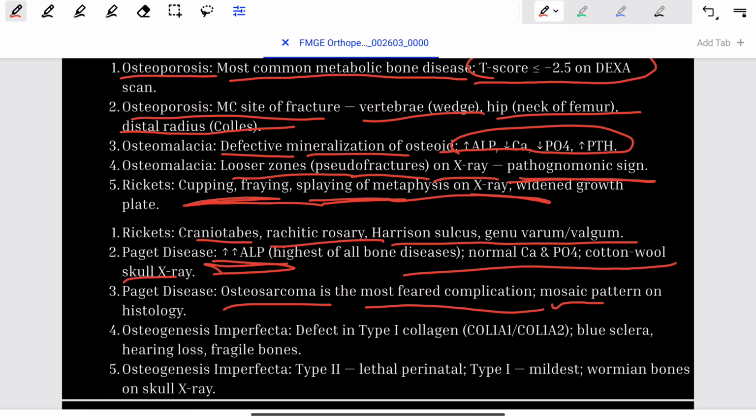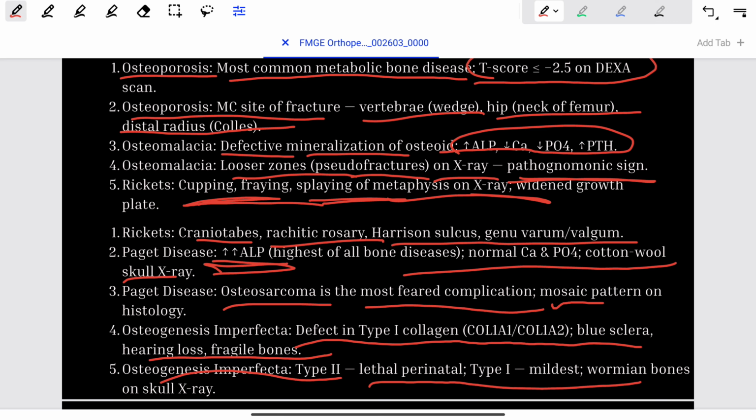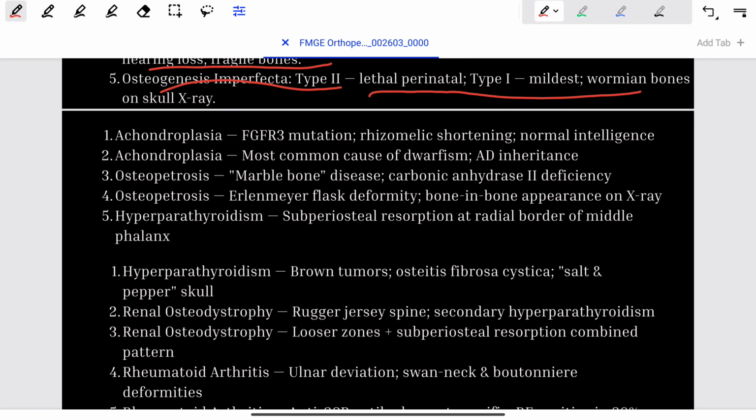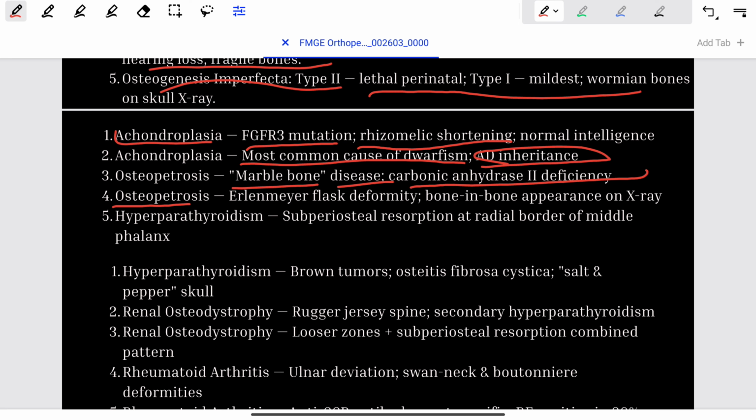Osteogenesis imperfecta is caused by type 1 collagen defect with blue sclera and fragile bone. In this, type 2 is lethal while type 1 is the mildest form. In achondroplasia, caused by FGFR3 mutation leading to rhizomelic limb shortening. In achondroplasia, most common cause of dwarfism and inherited as an autosomal dominant trait. Osteopetrosis is a marble bone disease caused by defective osteoclast function. In this, bone-in-bone appearance and Erlenmeyer flask deformity are classic X-ray findings.